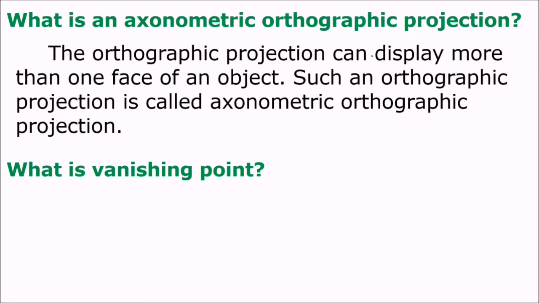What is axonometric orthographic projection? The orthographic projection can display more than one face of the object. Such an orthographic projection is called axonometric orthographic projection. You'll see the front view, side view, top view.